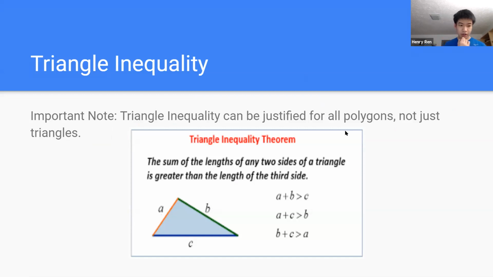Okay, so the triangle inequality theorem. This is a theorem that's definitely going to show up in MATHCOUNTS and AMC. Basically, it states that the sum of the lengths of any two sides of a triangle is greater than the third side. Any two sides. What this means in this case is A plus B has to be greater than C, A plus C has to be greater than B, and B plus C has to be greater than A.